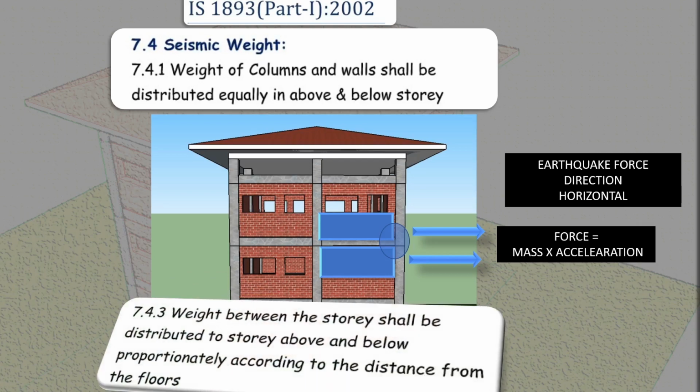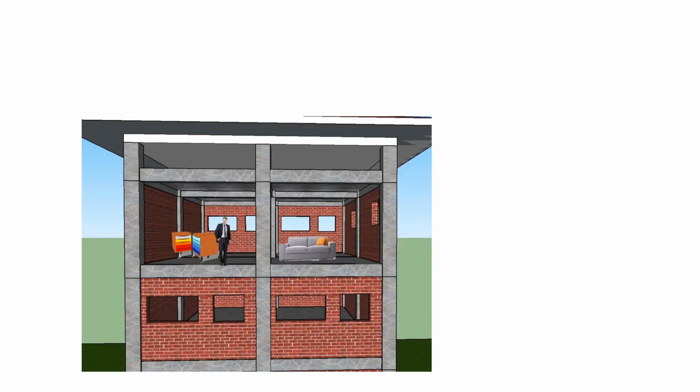We have another clause from the same code, that is 7.4.3: the weight of the story shall be distributed to the story above and below proportionately according to the distance from the floor. The same concept applies to this clause also.